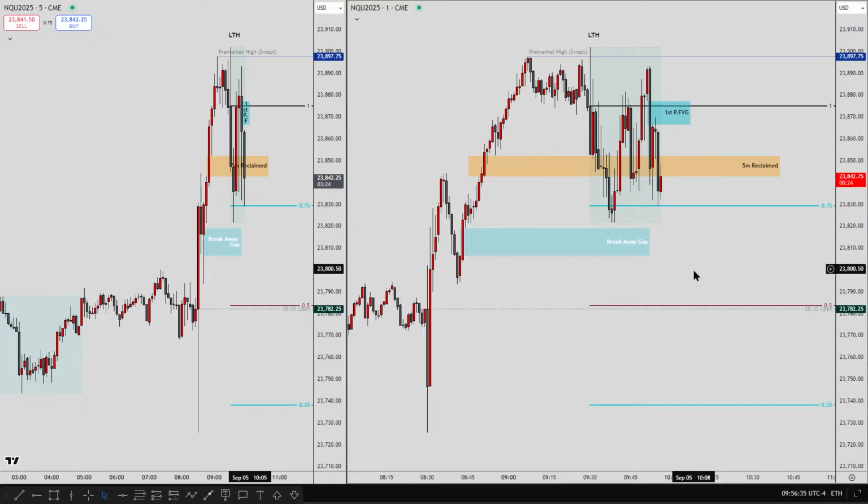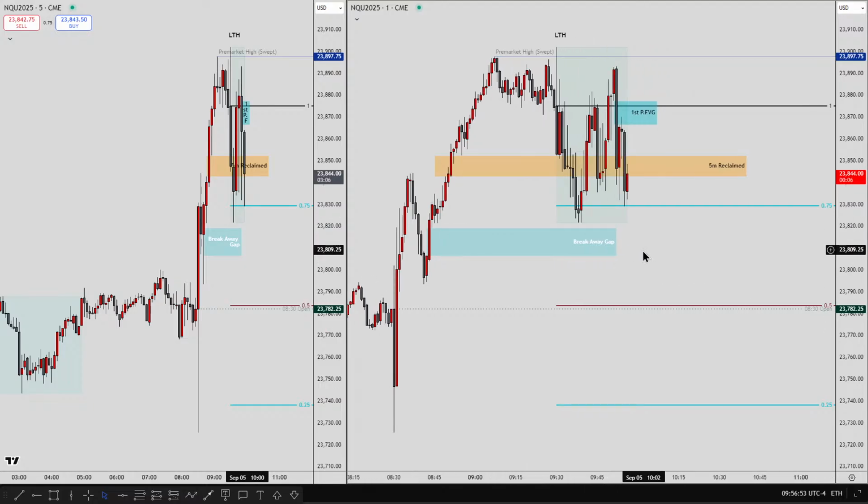Yeah, you can get first presented fair value gaps of a lot of things. So you can get first presented fair value gap of the hour, of the month, of the week, of the year, of the session, of the opening range. So that's just a good thing to know. I have a video on first presented fair value gaps.